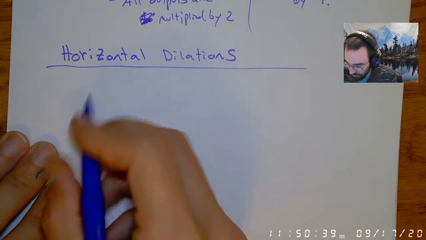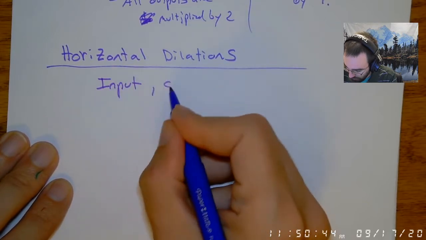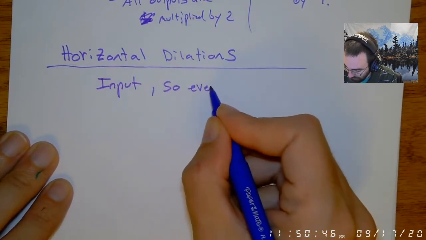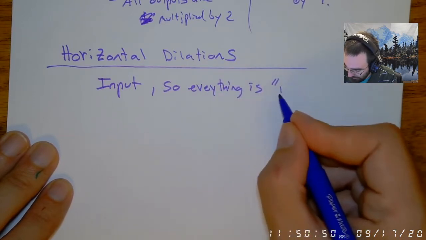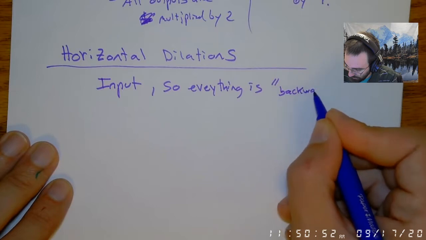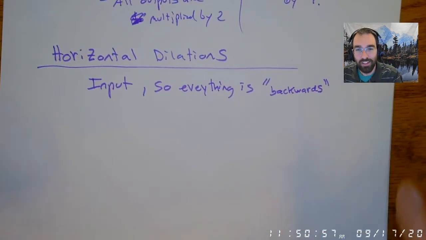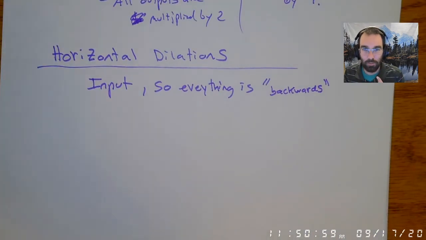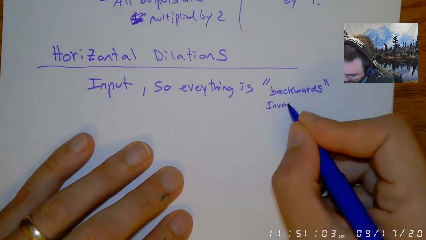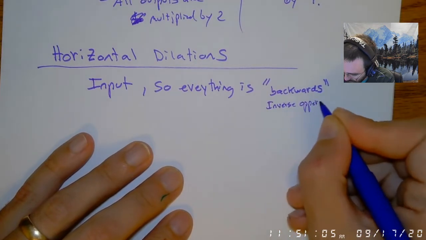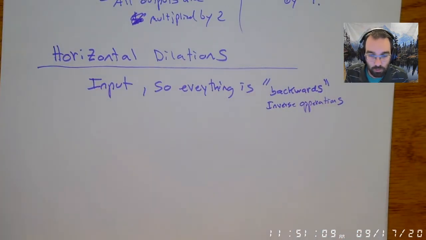So horizontal dilations, so just remember it's the input. So everything is backwards. Okay, because when I say backwards, you have to remember the opposite. I'm using inverse operations. So when I say backwards, I really am meaning inverse operations, right? So what's the inverse operation of add? Subtract.